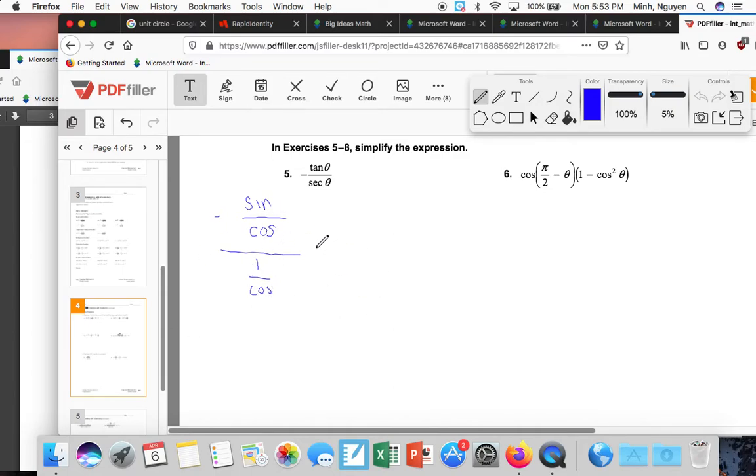So when we have this, we can simplify. Sine over cos. It looks like a stick figure. Pretend it's an I. Negative sine over cos times sine times cosine divided by cosine times 1. So that's just going to be 1. And I have a negative, so it's going to be negative sine theta.